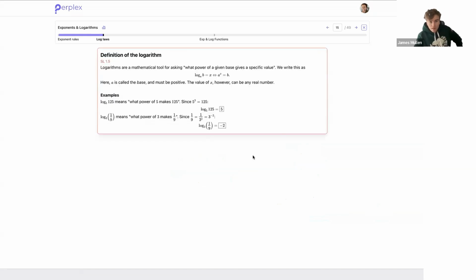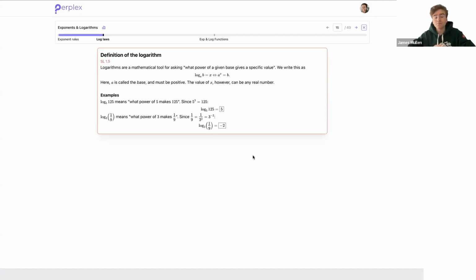We're going to talk about logs now. And logs are a mathematical tool that allow us to ask the question, what power of a given base gives a specific value? And that might sound like a bit of a word soup, so let me give you an example. If I know that a to the power of x is equal to b, then I can write that log base a of b is equal to x.